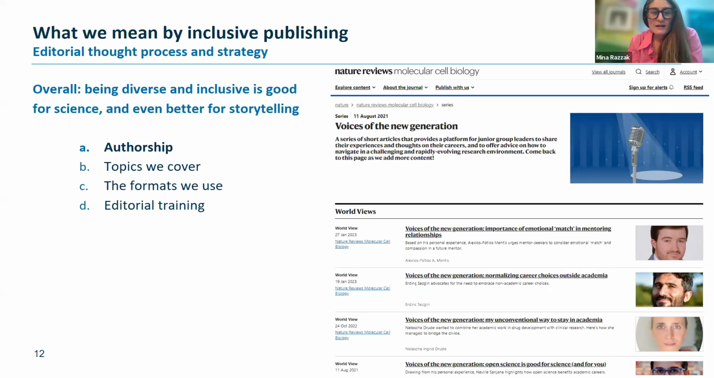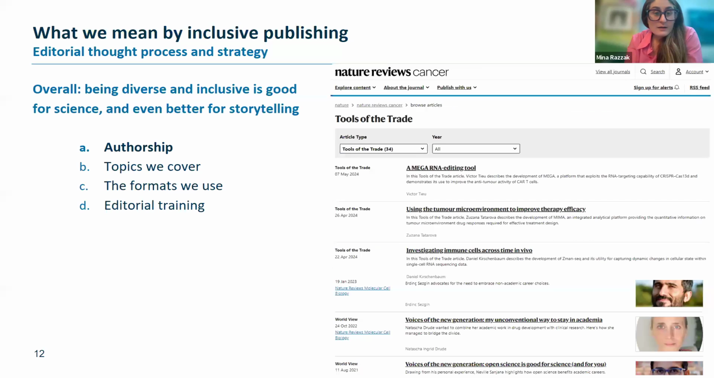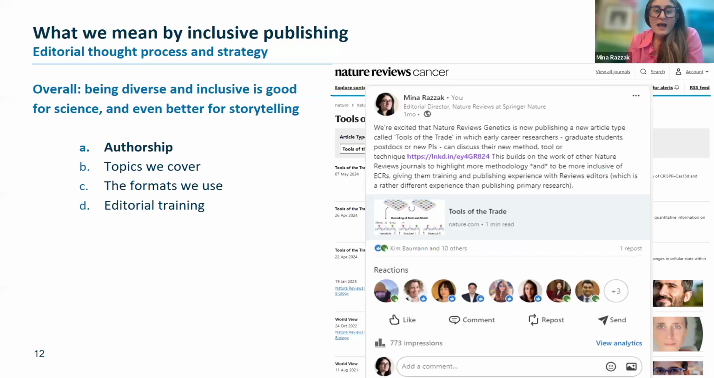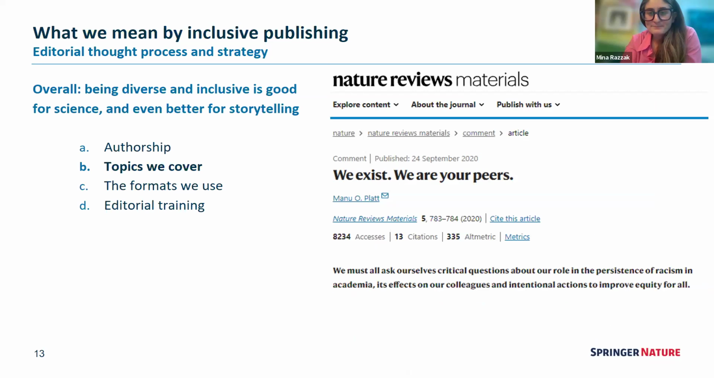Here on the screen, you can see a screenshot from Nature Reviews Molecular Cell Biology, where they published a series called Voices of the New Generation, which is a platform for junior group leaders to share some of their experiences. We have Nature Reviews Cancer, publishing Tools of the Trade. This originated in Nature Reviews Earth and Environment. So Graham will talk a little bit more about that. But this is an article type where authors can focus on techniques and methodology that they find useful in their work. And journal clubs, which is featured in several journals, most recently in Nature Reviews Genetics. And this is just a screenshot of my LinkedIn post announcing that.